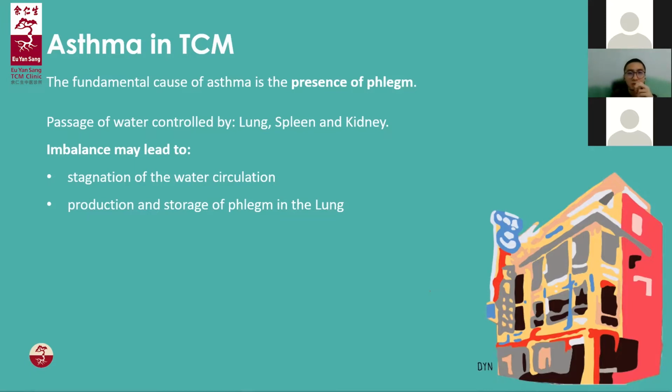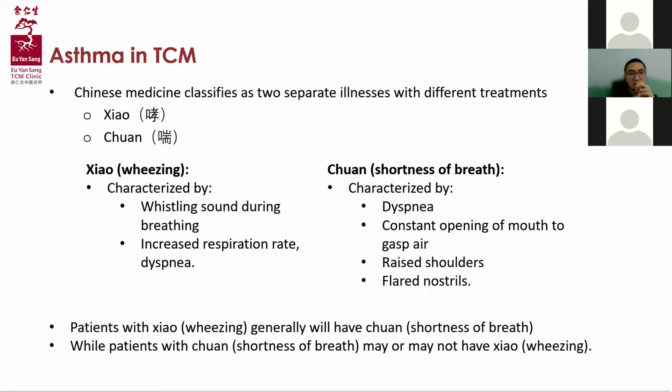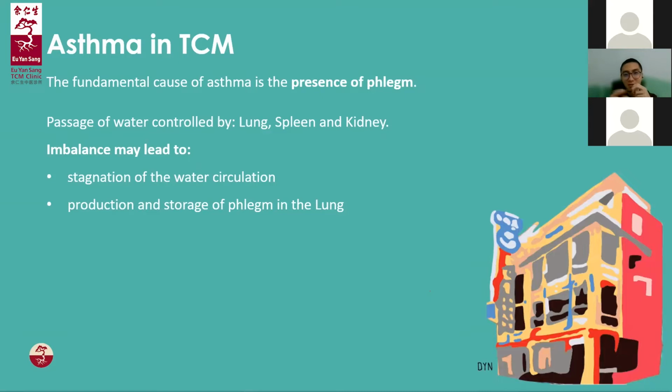Okay, coming back to this, we have two general classifications of asthma in TCM. Simply, you can think of it as excess and deficiency, too much or too little, right?